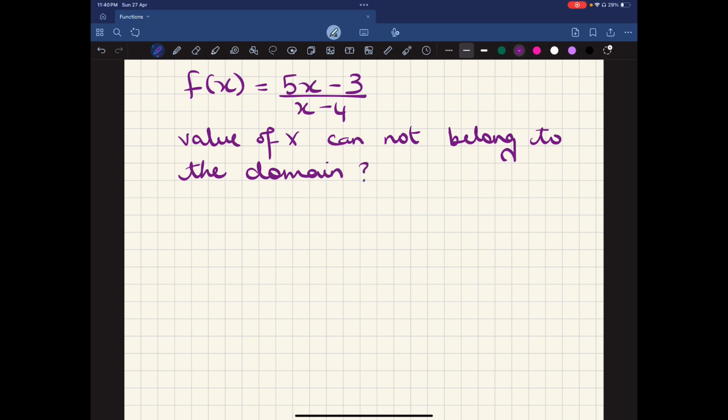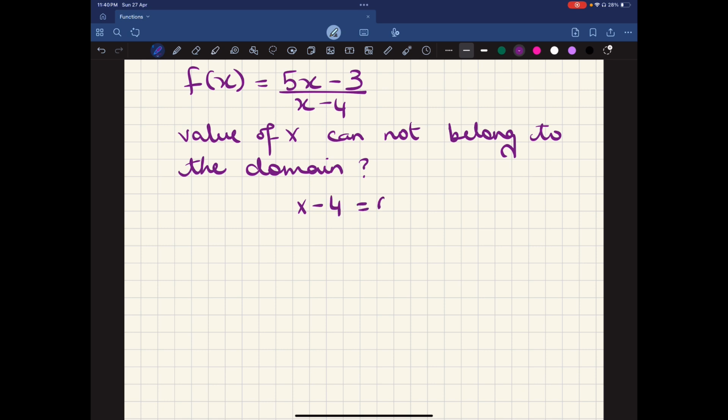So see, this is a reciprocal function, and we've discussed that division by 0 is not possible, right? So if the denominator is equal to 0, what happens? Your function becomes undefined. So what is the denominator? x minus 4. If that is equal to 0, which means if x is equal to 4, the function will be undefined. So the domain cannot have x equal to 4 in it, right? Because if x is equal to 4, the denominator becomes 0, and division by 0 is not possible. Okay, so please keep this point in mind as well.